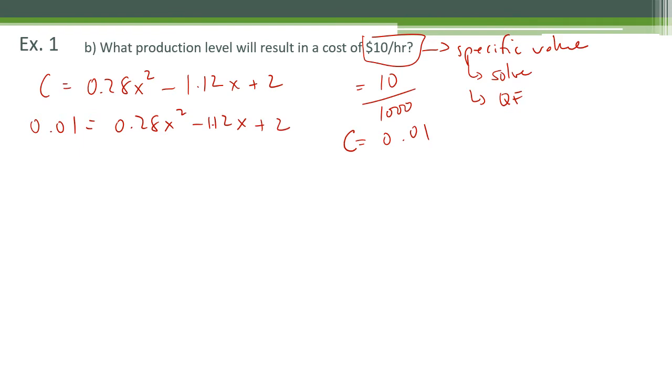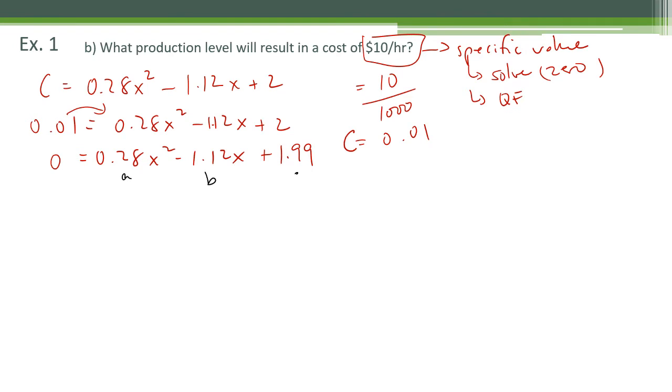And you want to set that equal to 0. Remember, when you solve, that really means set it equal to 0 for a quadratic. So 0 equals, bring that over, becomes minus 0.28x squared minus 1.2x. I'm going to skip a step here. 2 minus 0.01 is 1.99. That does not look easily factorable to me. So we're going to do the quadratic formula.